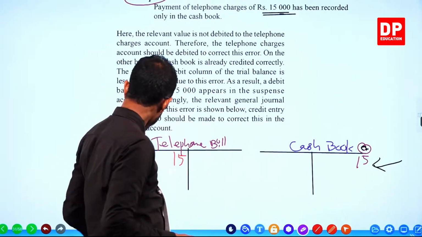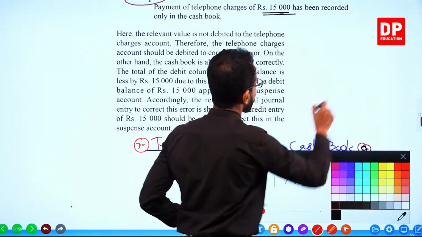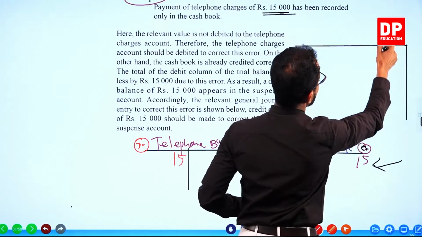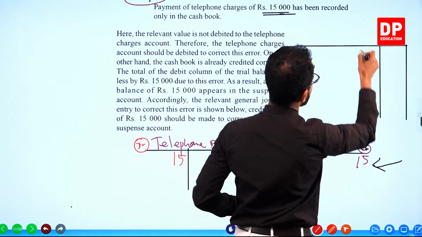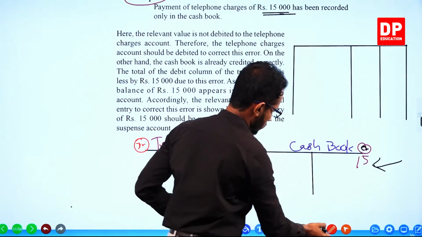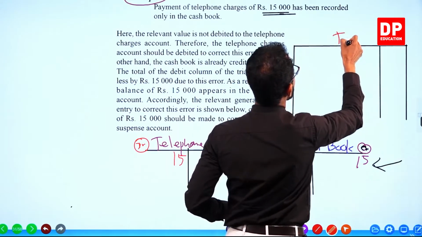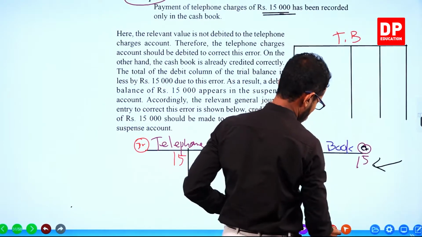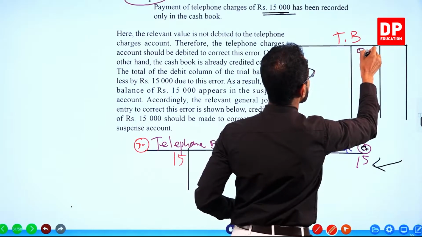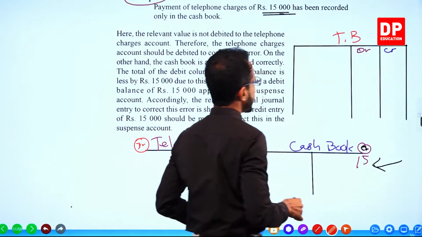Yeah. Now I'm going to draw the trial balance. A small one. Okay, like this. Debit and credit columns, description column. This is the trial balance. Debit and credit.